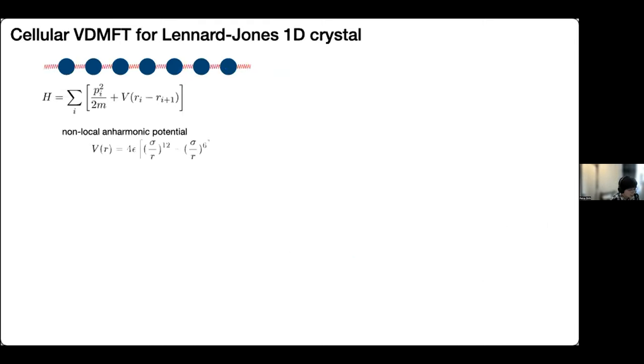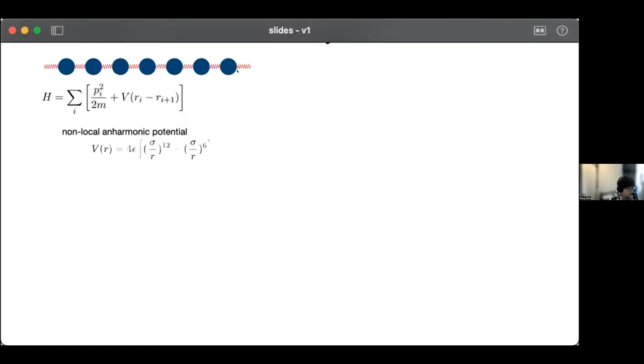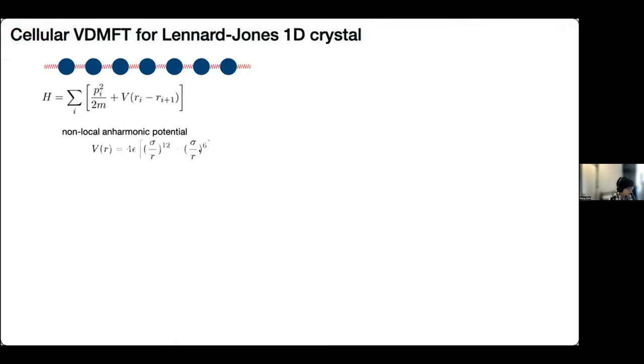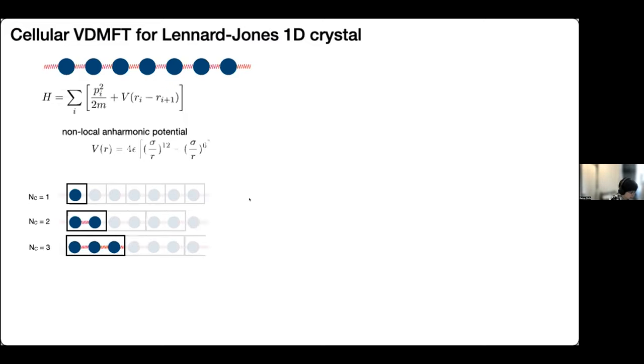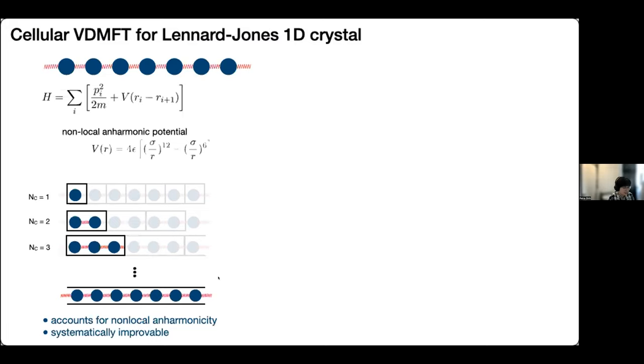Here we test on our second model, a one-dimensional chain with nearest neighbor Lennard-Jones potential that gives an acoustic phonon. In this case, V of R is the inter-site pair potential. So clearly, single-site VDMFT cannot account for the non-local anharmonic interactions. It requires a cellular extension of VDMFT. You can see in the cartoon shown here with two-site and three-site impurities, we could treat the interaction within the cluster exactly. And when the cluster size approaches infinity, it is the same as simulating the exact dynamics of the anharmonic lattice. So with cellular DMFT, we can include the non-local anharmonicity and systematically improve the accuracy.